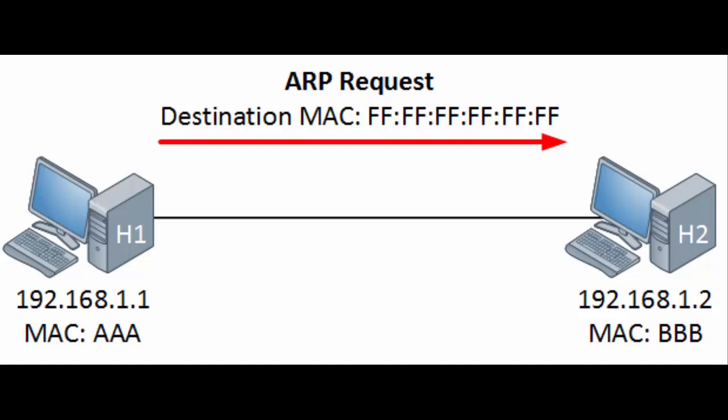The first thing that will happen is that your machine, that is H1, will send an ARP request. This message basically says: who has this IP address, 192.168.1.2, and what is your MAC address? Since we don't know the MAC address, we will use the broadcast MAC address for the destination. So this message will reach all computers in the network.